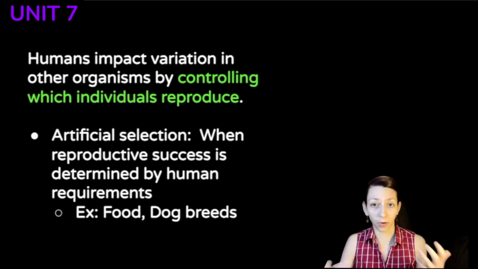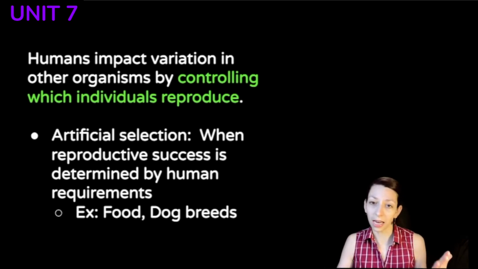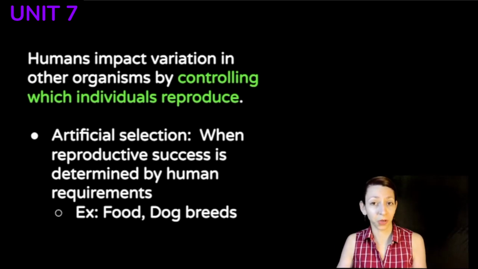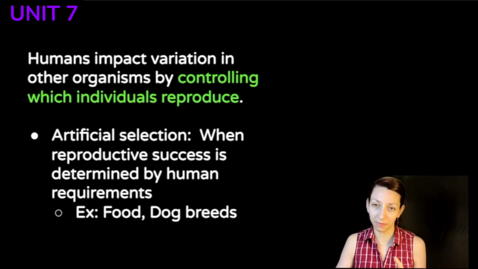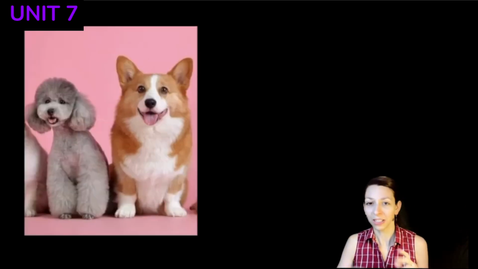In plants, if we're growing in a greenhouse or on a farm, that's easy because we can select the individuals we want to continue on to the next generation. In animals, it's determined by which organisms we're allowing to breed, but artificial selection involves when reproductive success is determined by humans or our requirements. And we see this in foods, we see this in dog breeds, so we'll talk about that next.